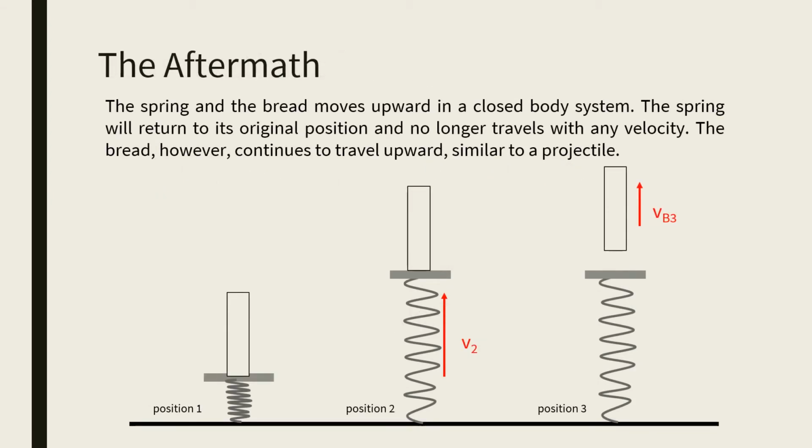So as you can see in position 1, the spring is compressed and is deformed. And in position 2, it's released, so it travels up with the velocity v2. And then in position 3, it goes back to its natural undeformed length, but however, the bread acts like a projectile and is shot upwards at velocity v3.